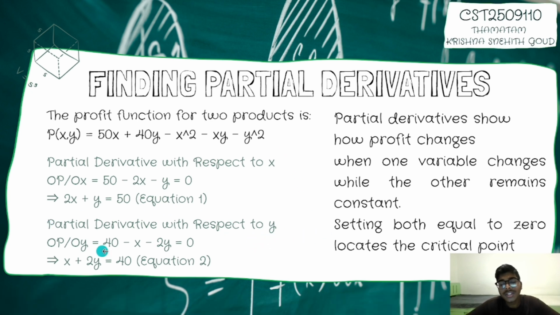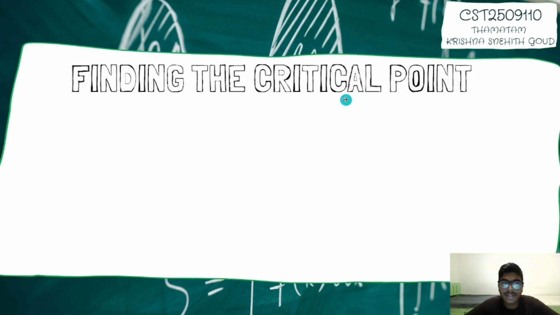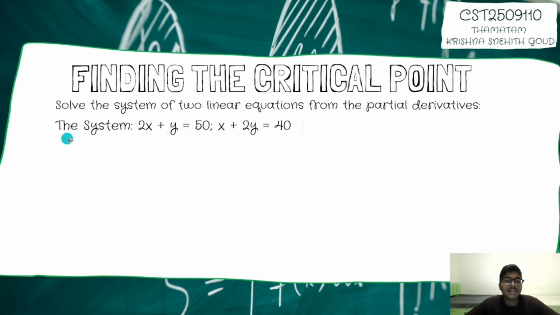So with these two equations, we are going to find the critical point. Setting both equal to 0 locates the critical point, and we are going to do that in the next slide. In the next slide, finding the critical point. So let's start. These are the two equations: the system 2x plus y equals 50 and x plus 2y equals 40. These are the two equations we got in the previous slide.